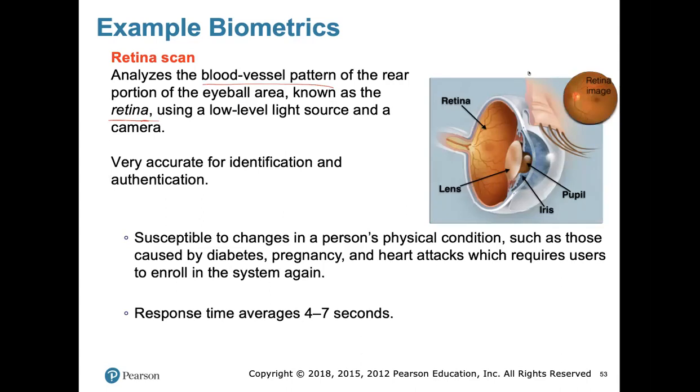Of course, some changes may happen to the retina patterns because of some health situation or some physical condition. For example, if I have diabetes, something may happen, or pregnancy or heart attacks or stuff like that. They may induce some changes in the retina of my eye, but that's not very severe or very frequent. So that's why people rely on retina based authentication. And the response time is something between 4 to 7 seconds.